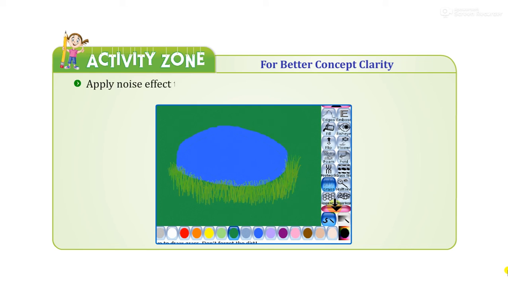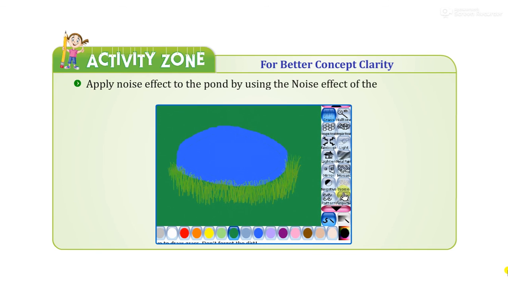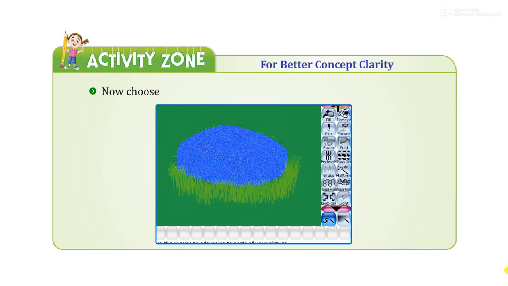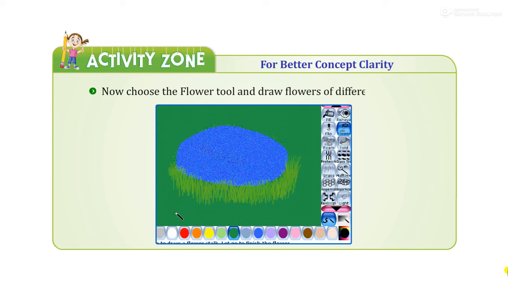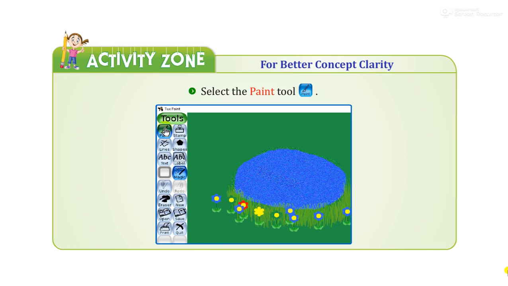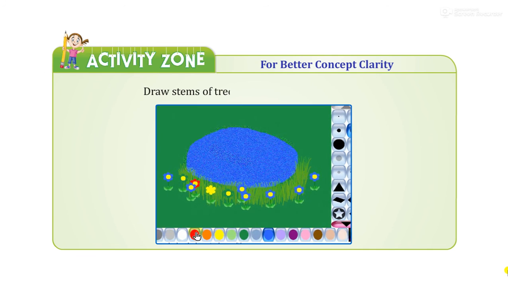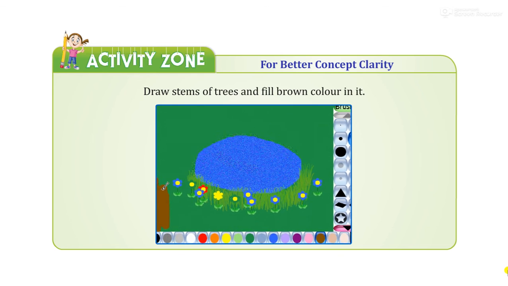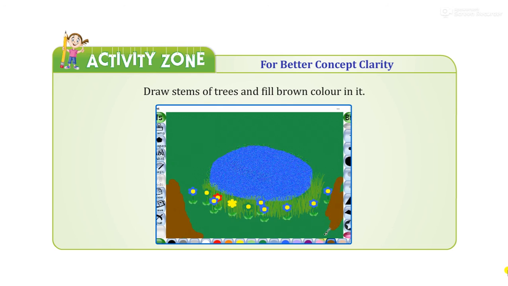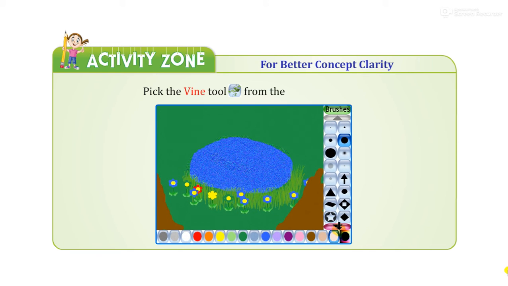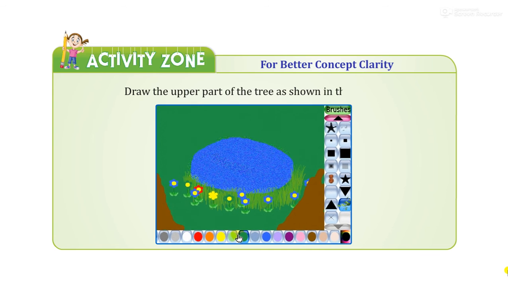Apply Noise effect to the pond by using the Noise effect of the Magic sub-toolbox. Now choose the Flower tool and draw flowers of different colors. Select the Paint tool. Draw stems of trees and fill brown color in it. Pick the Vine tool from the Brushes section. Draw the upper part of the tree as shown in the figure.